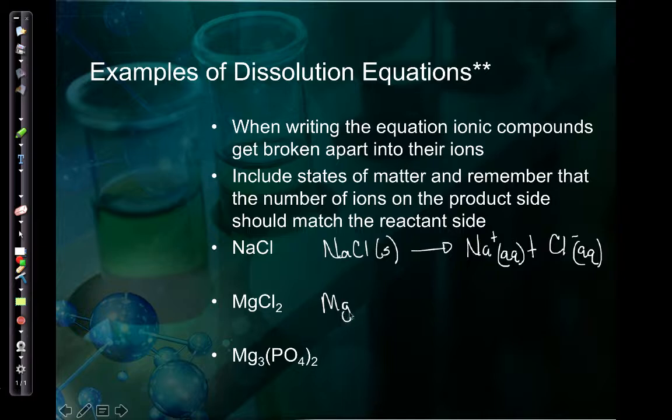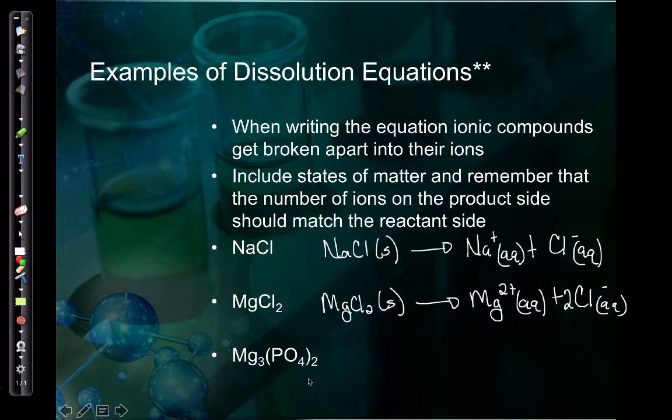So let's do magnesium chloride now. It starts as a solid, so I'm going to pull it apart into the magnesium ion. Don't forget the charge, it's positive 2, and then the chloride ions. But there were 2 in this compound, so there should be 2 when I dissolve it.